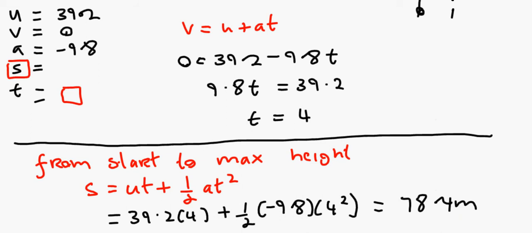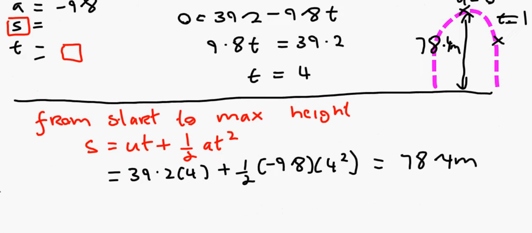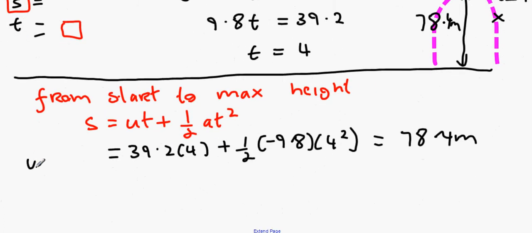If you just look at this diagram here, 78.4 meters is what it travels in the first 4 seconds to reach the top. The next part, we're going to start from up here on its way down over a second. So we're going to do UVAST again, except this time we're going to basically start off from the top, and we just segment this section here.